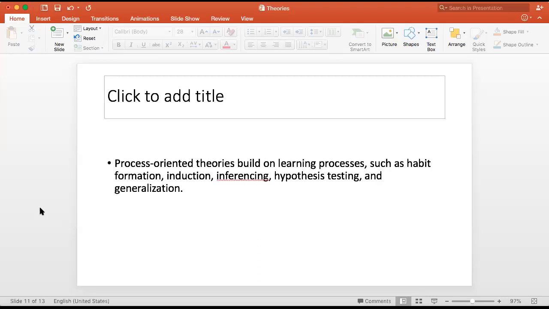Other than that, there is induction and deduction. Those are also processes. I would like you to find out the difference between induction and deduction. Let me put it in the chat also.